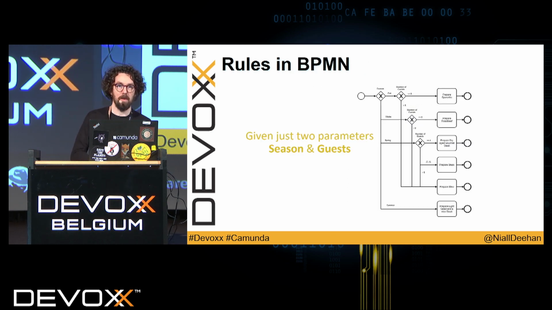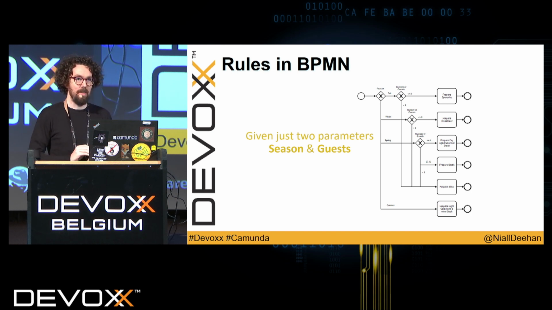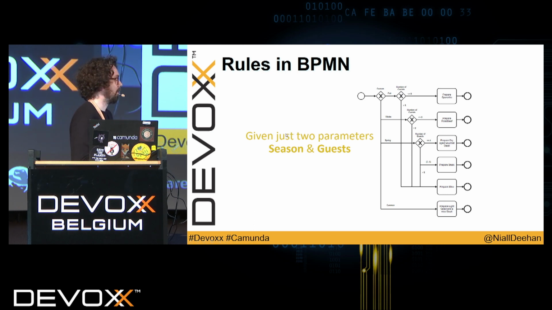Those of you who have used BPMN as a method of describing rules have maybe come across the problem that rules are a bit of a pain to create in BPMN. In this concept, it's really simple. We have a certain season and a certain number of guests, and we have to decide what to cook for that scenario. This is only two parameters, but we have to take into account loads of different combinations. BPMN is very easy to understand, as business-IT alignment is a big factor in that, and this breaks that concept because it's really hard to understand what is going on here.